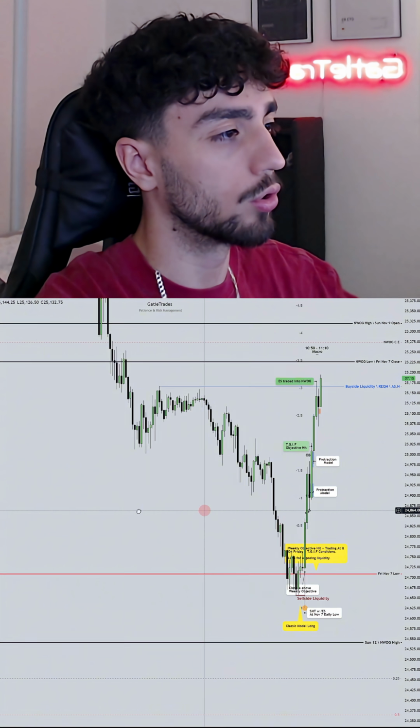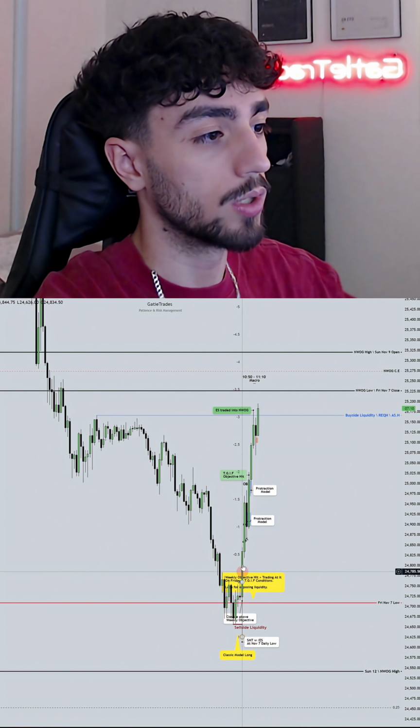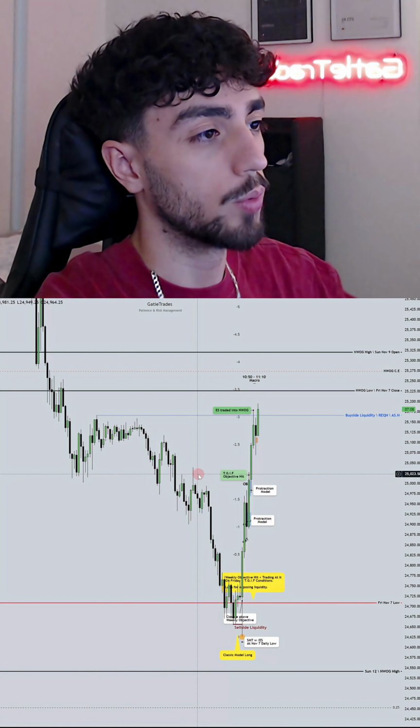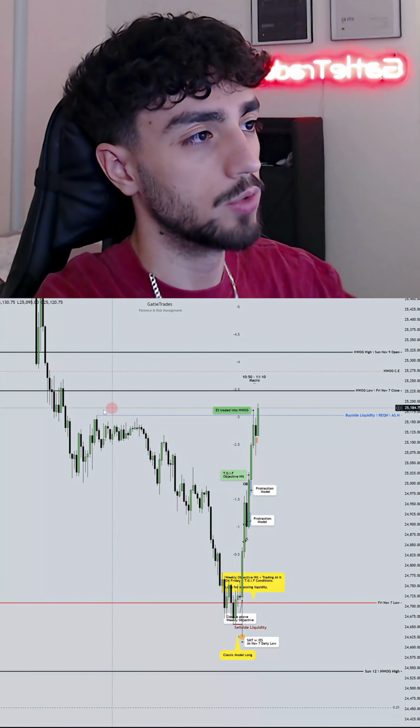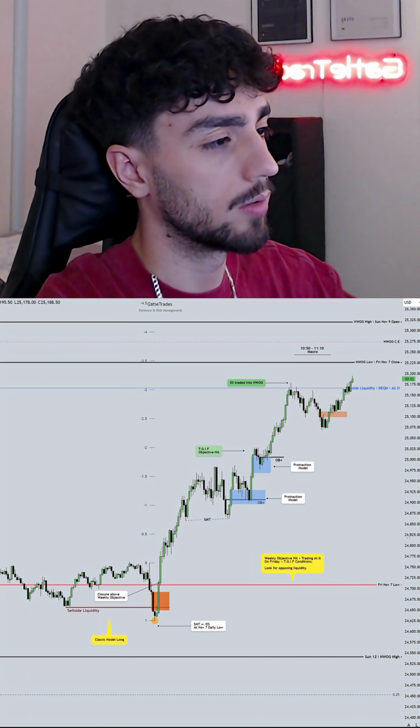Well, we look to target old liquidity pools. Why? Because there we have willing buyers when we're buying to sell to them, right? So we have liquidity here, here, here, and then these really smooth relative equal highs. And on top of that, that new week opening gap. This is everything we outlined on live stream.